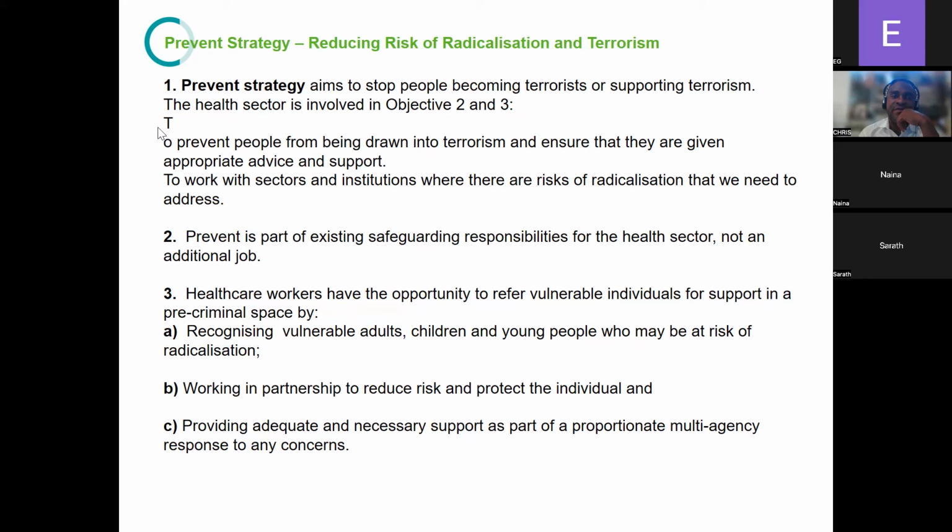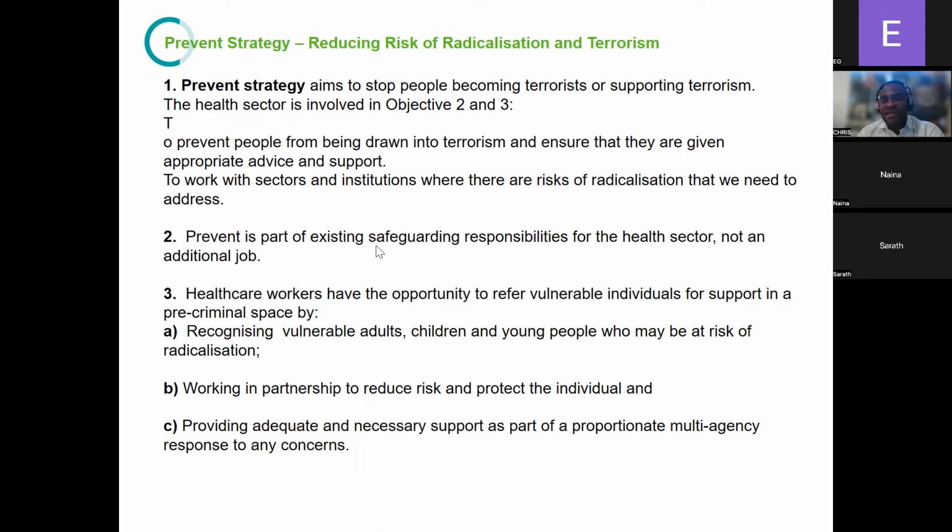The first aim is to prevent people from being drawn into terrorism, or ensure that they are given appropriate advice and support about anything they don't understand, which might be a possible avenue to draw them into terrorism. To work with sectors and institutions where there are risks of radicalization that we need to address. And sometimes this is important because vulnerable children and adults can easily be lured into such, and that is why it is important.